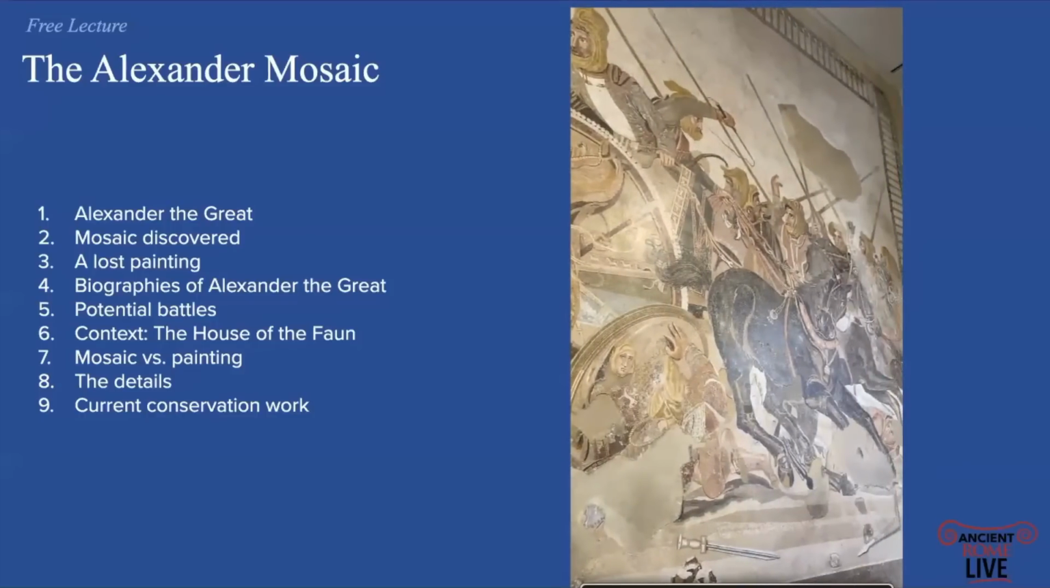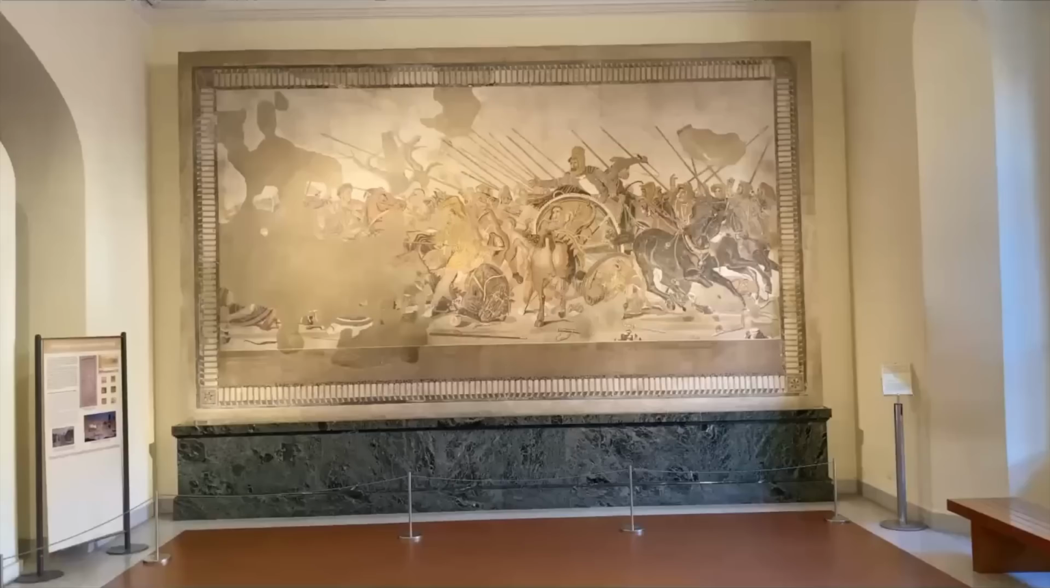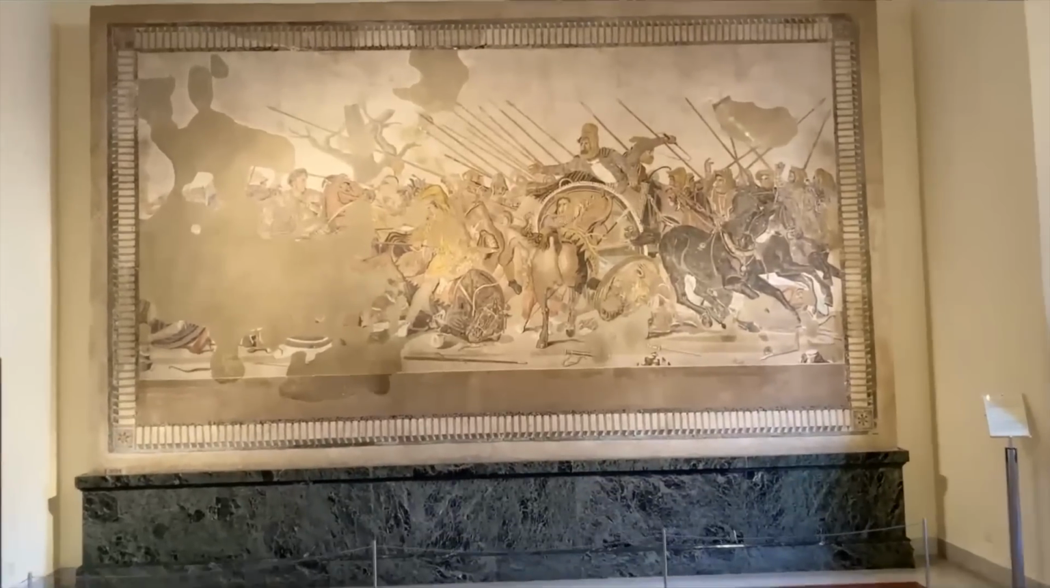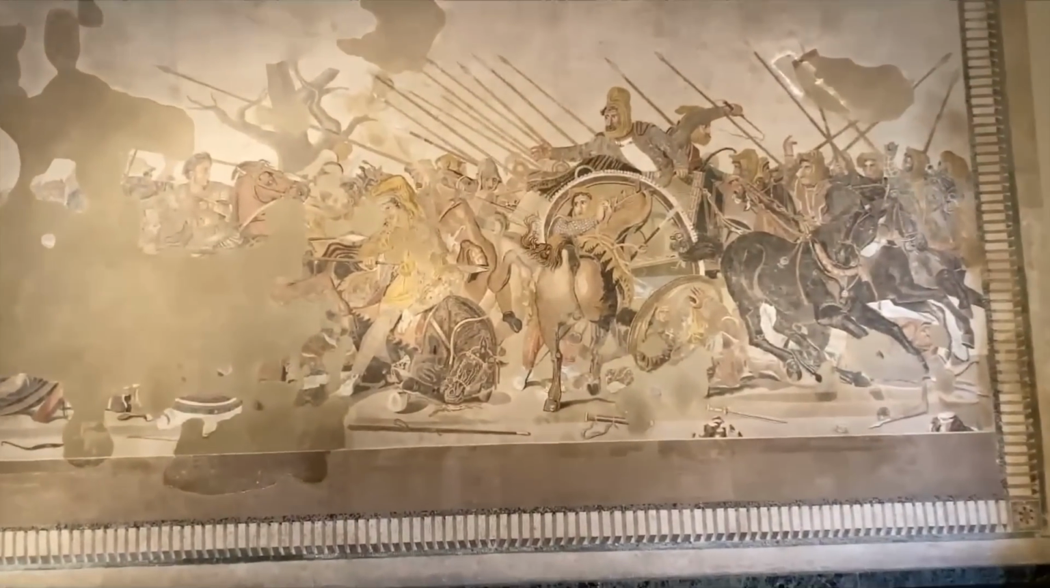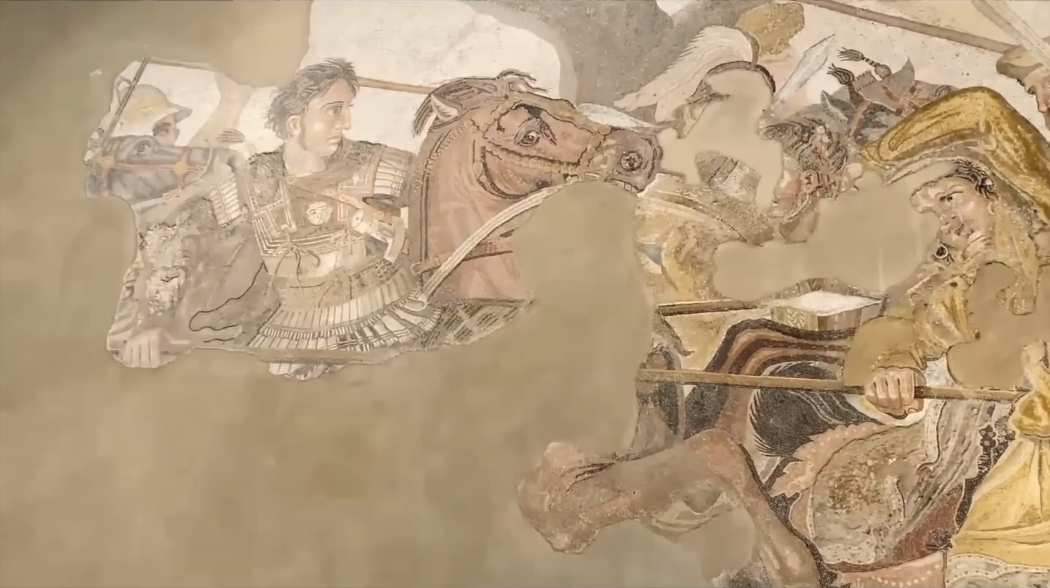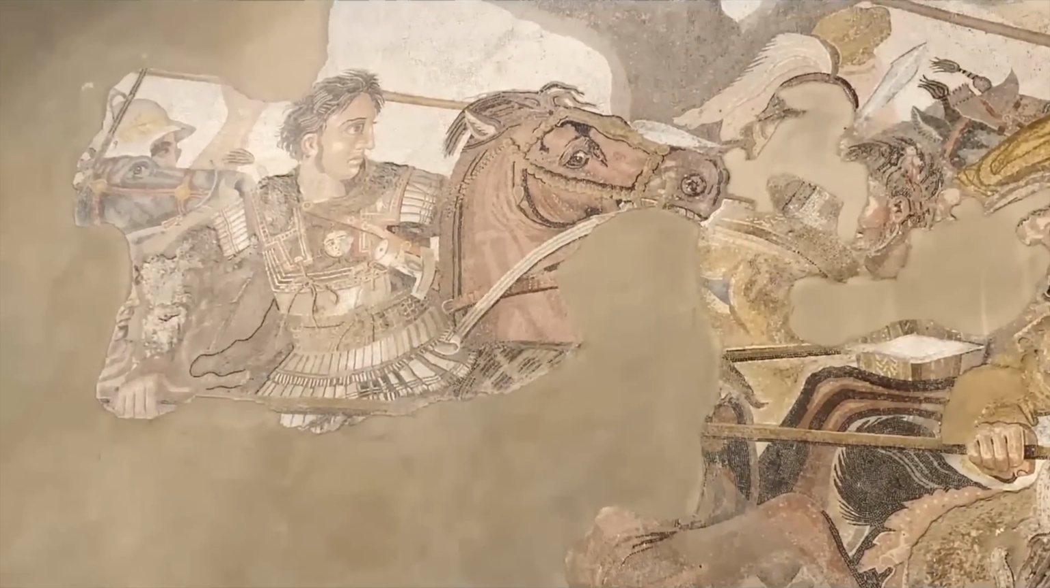We're going to talk about what scene is represented and then its context in the Roman or Pompeian House of the Faun, and we'll take a look at a lot of the details. Okay, so here it is before the conservation work. We're going to get closer and closer. This is over 5 meters by 3 meters, so it is a giant. It's one of the greatest and most famous mosaics preserved from antiquity.